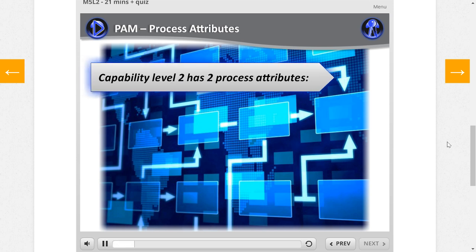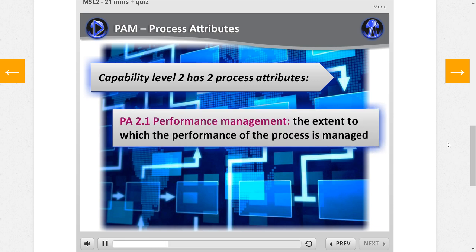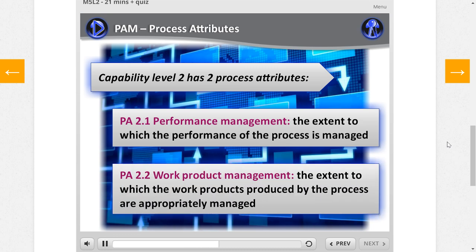Capability Level 2 has 2 process attributes. PA 2.1 Performance Management. A measure of the extent to which the performance of the process is managed. PA 2.2 Work Product Management. A measure of the extent to which the work products produced by the process are appropriately managed.